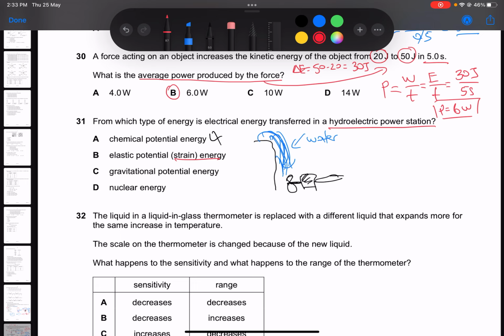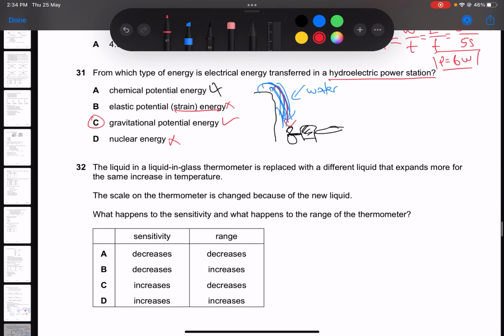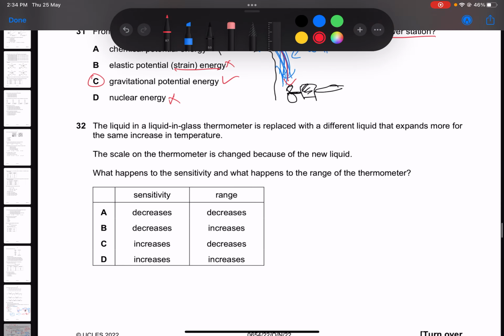Is it gravitational potential energy? Exactly. The water has a mass, and it's dropping down from a certain height. So it's actually this one, okay? Not this. It's not nuclear energy. Nothing to do with nuclear reactions. No, right? It's gravitational potential energy, exactly.